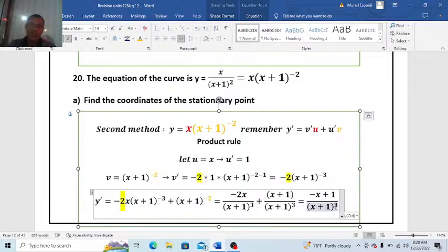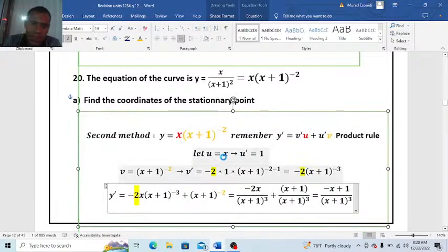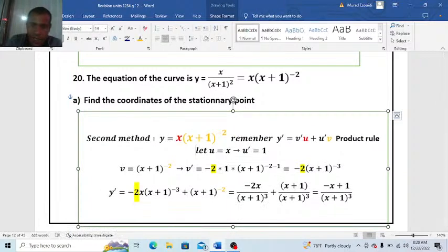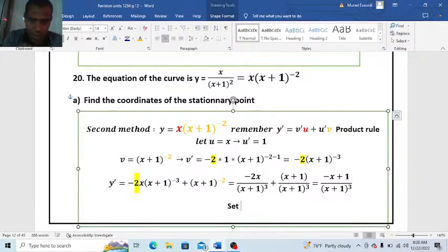So therefore, to find the stationary point, learners, you should set y dash equal to 0, which means minus x plus 1 should be equal to 0. I will write it down here. Set y dash equals 0, means what? Means that minus x plus 1 is 0.